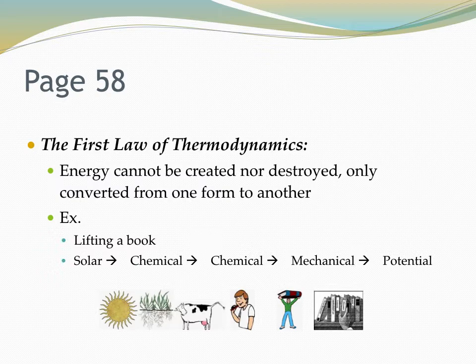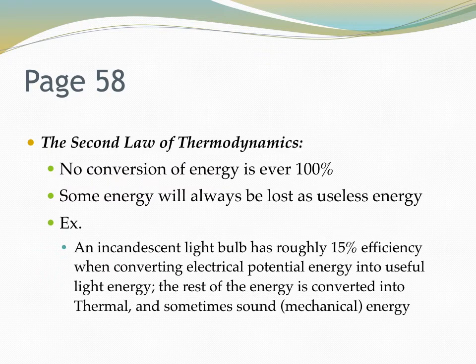So now let's look at the second law of thermodynamics. No conversion of energy is ever 100%. And by that we just mean some energy will always be lost as useless energy in these conversions. So an example would be an incandescent light bulb might be said to have about 15% efficiency when converting electrical potential energy into useful light energy. The rest of that energy is converted into thermal and sometimes sound or mechanical energy.